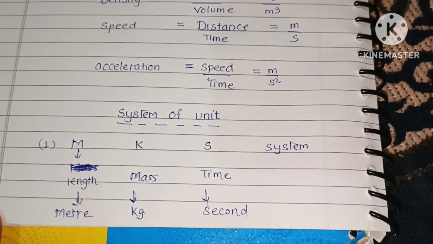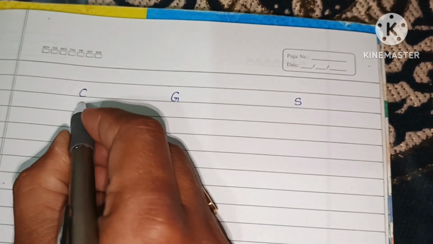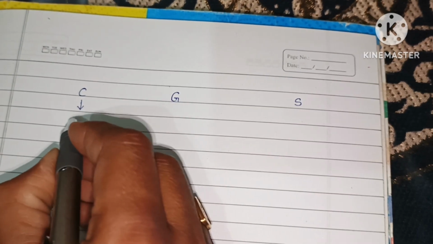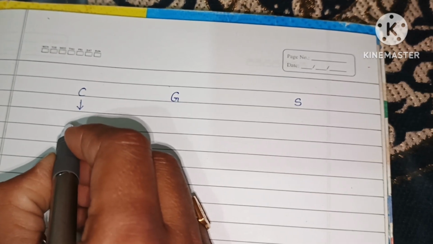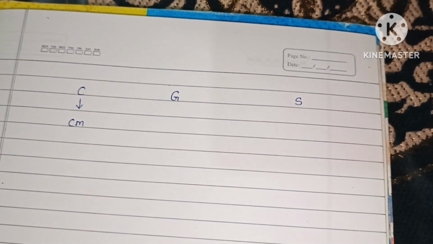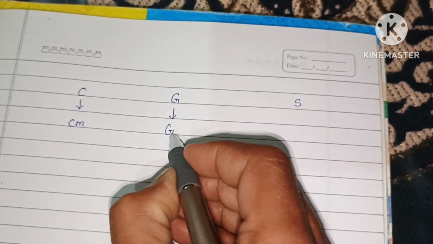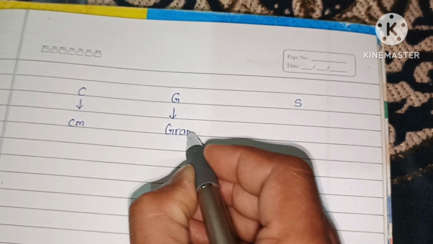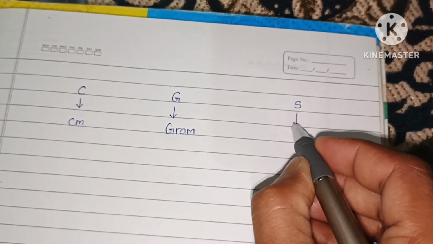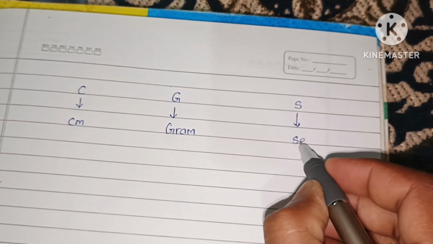Okay, now the second system is CGS. Here the unit of length is centimeter, that is cm. Here the unit of mass is gram, and here the unit of time is also second.